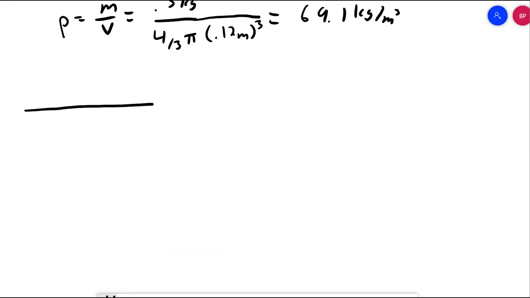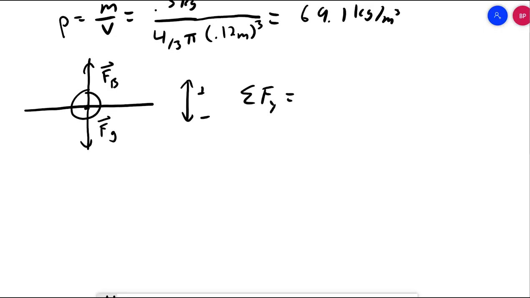So we have some water here, and we have a sphere in it. Because we found the density was less, we know that it's floating. So there are two forces on it: the force of gravity and the buoyant force. If we use our normal coordinate system, where up is positive and down is negative, when we sum the forces on this sphere, the buoyant force is going up, so it's positive. We have weight going down, so it's negative.